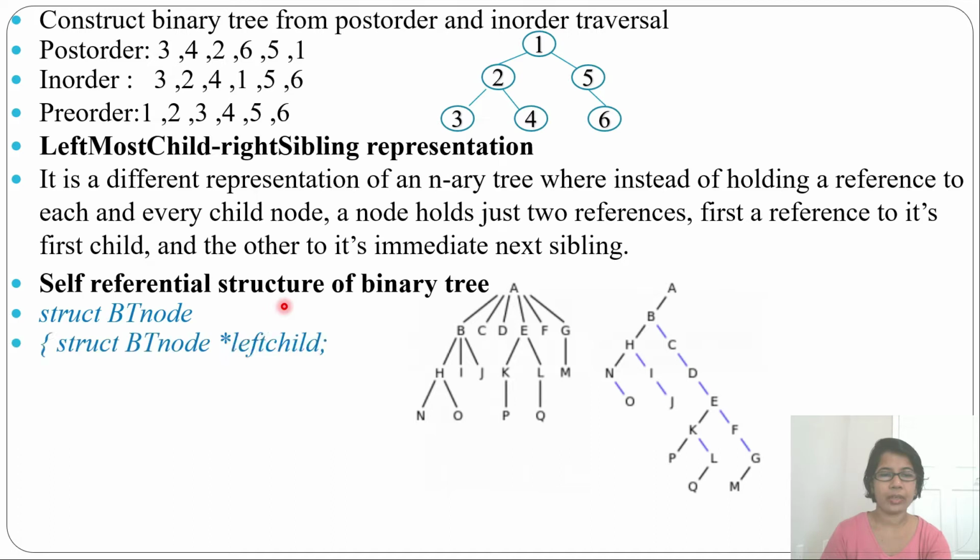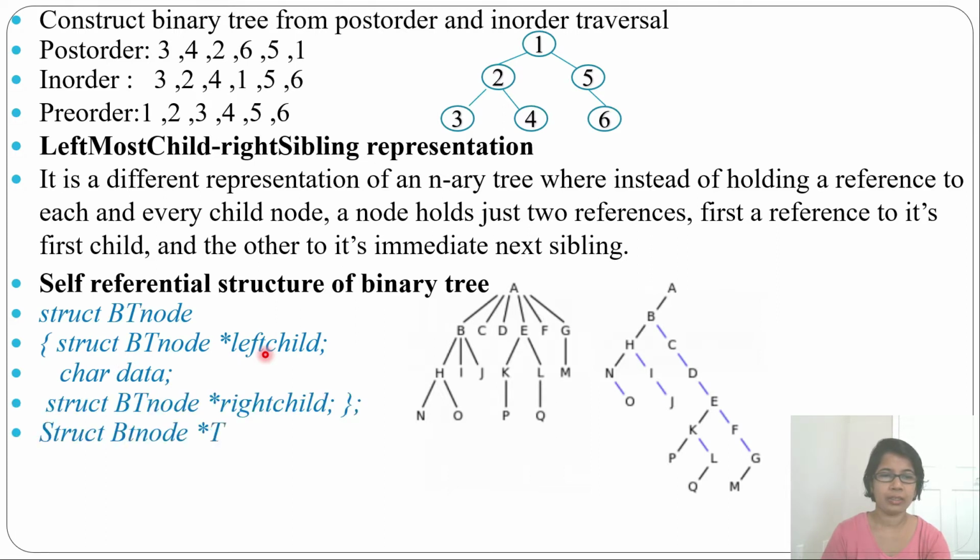So here struct BT node, then struct BT node left child. BT node is for binary tree, you can give any name. So it is for the left child, one pointer. It is just like we have in a doubly linked list. Okay. So here struct BT node left child, then character data, then struct BT node right child, then struct BT node tree. So it is a pointer tree, and that will hold the root value. And character data means the data of the node.